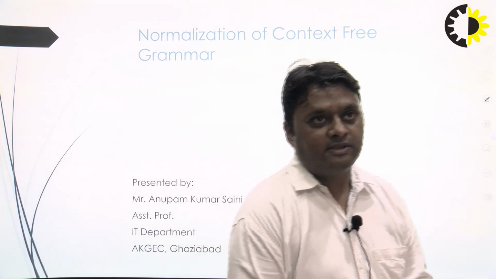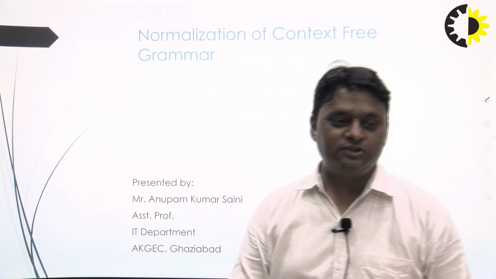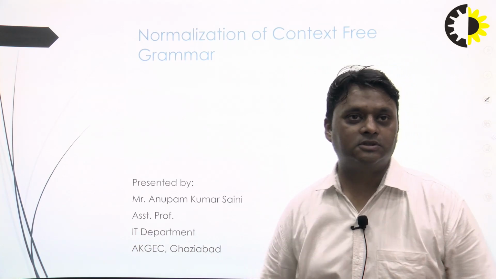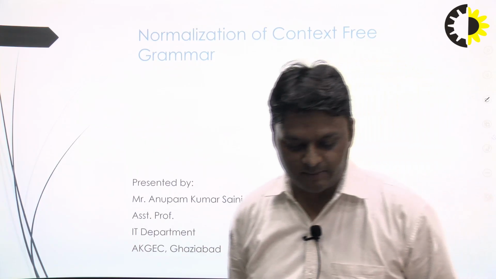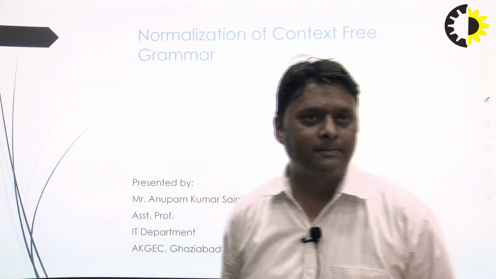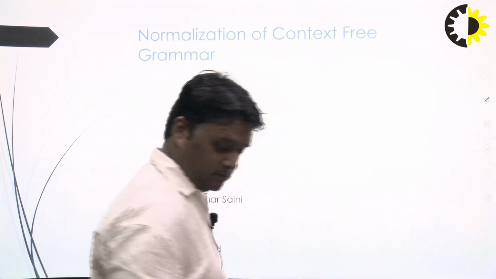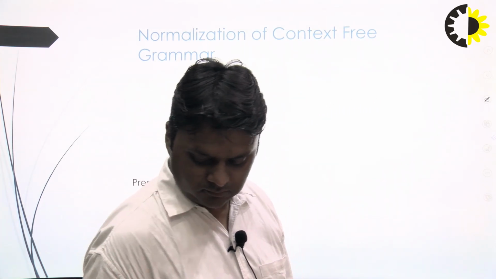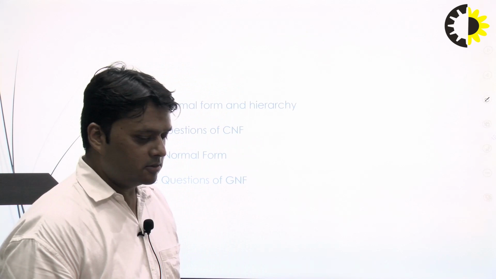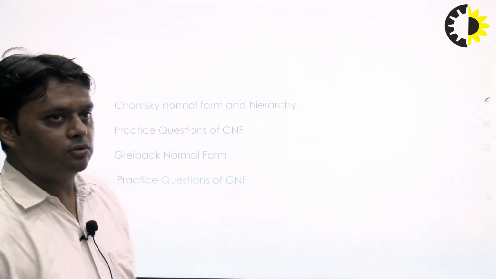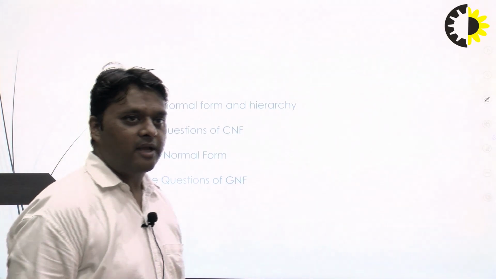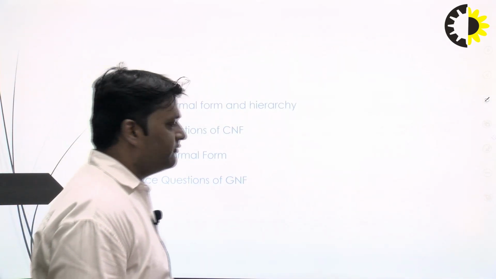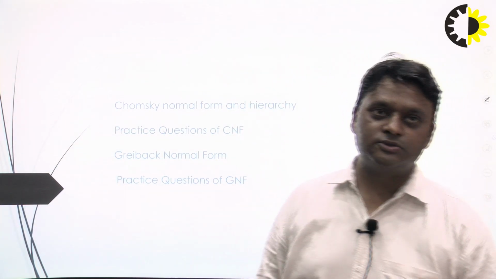Today my topic is Normalization of Context-Free Grammar. That is useful for second year students of the subject Automata. Basically, it is from the AKTU syllabus, and this is also important for compiler design. Normalization is basically in two forms: Chomsky normal form and Greibach normal form. Today, I will discuss Chomsky normal form. In short, it is known as CNF.